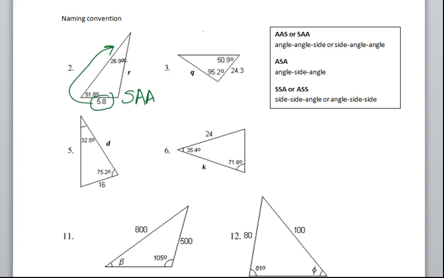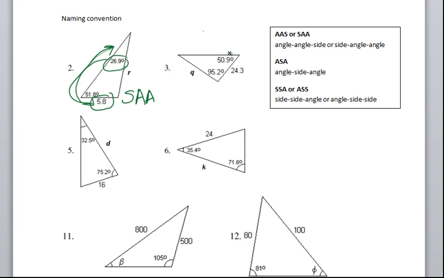But you cannot go from this 26.9 degrees to this 5.8 because you're skipping over this entire side and you don't have this angle here. Okay, so you can either start from the 5.8 and go this way like I did to get SAA, or you can start from the 26.9 and go this way for an SAA. Okay, let's take a look at number 3.